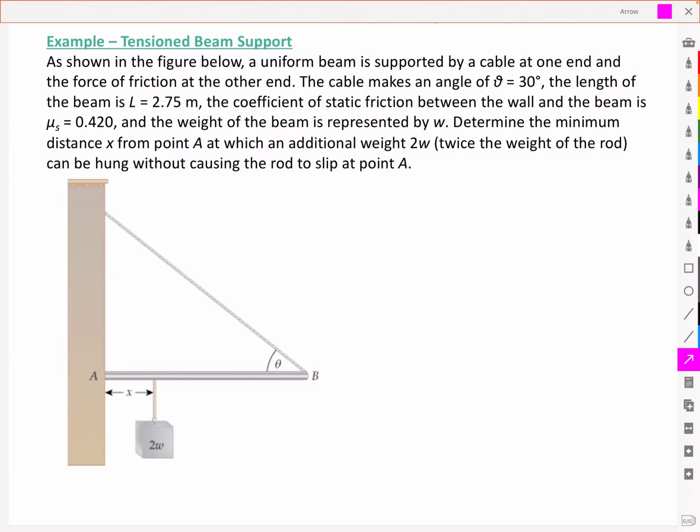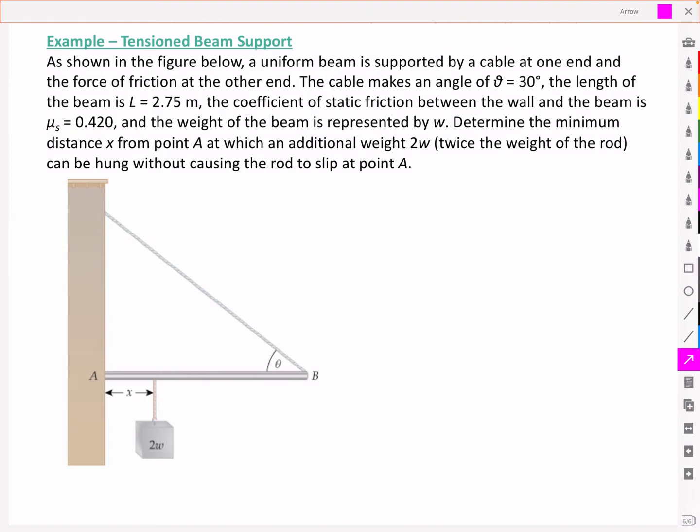Hello everyone. Here we're going to do an equilibrium example where we have one of the forces applied at an angle. As shown in the figure below, a uniform beam is supported by a cable at one end and the force of friction at the other end. So it's not attached, it's just the force of friction.